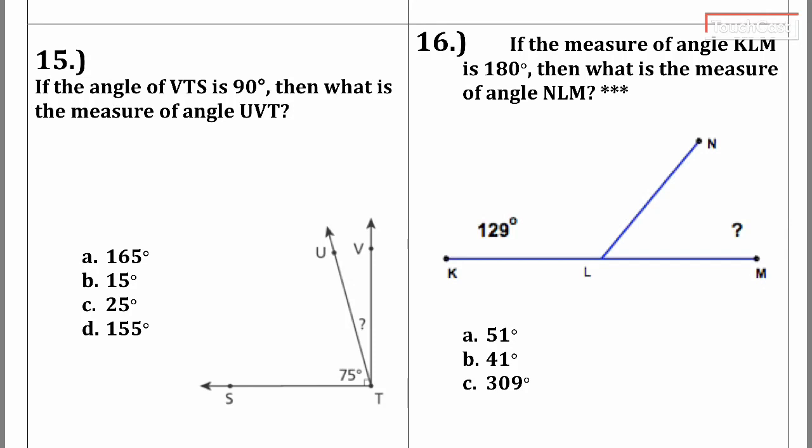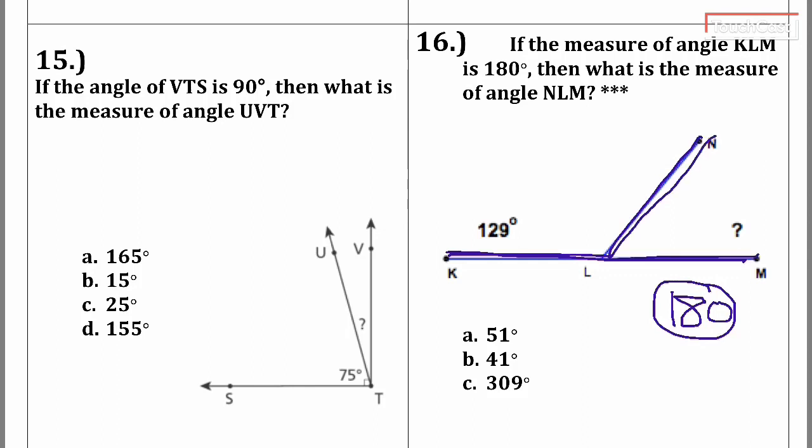All right, number 16. Hopefully we kind of remember how to do this. We'll see. The measure of angle KLM is 180 degrees. It is a straight angle. And we are given KLN. So they're asking us what is NLM. So this little angle. This angle, 180, is split into two smaller angles. 129, and I don't know.